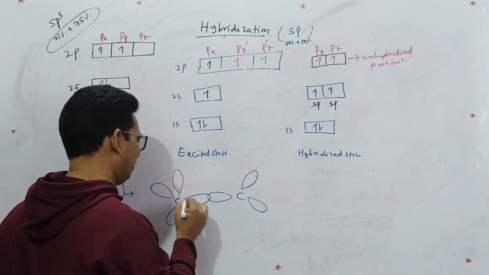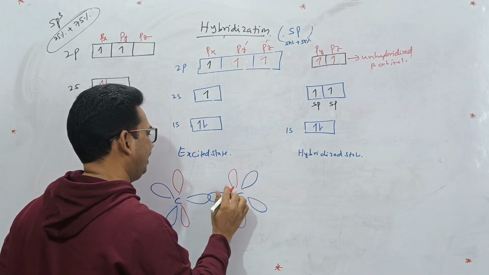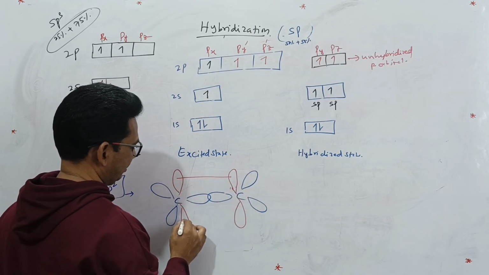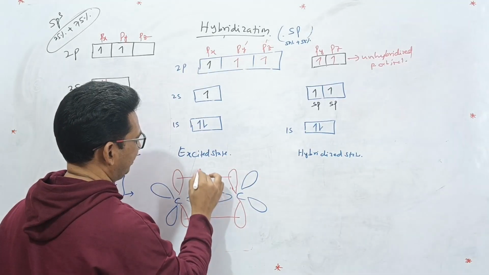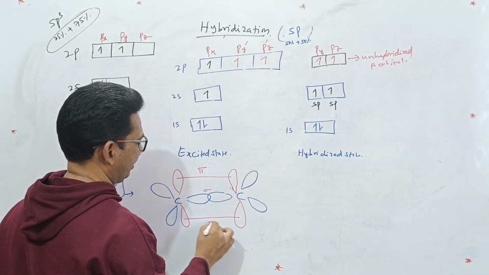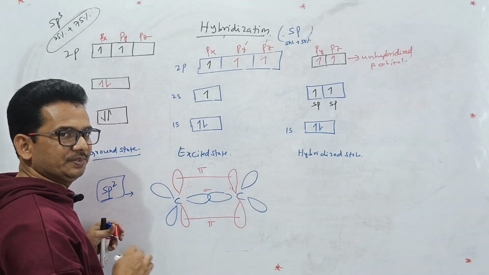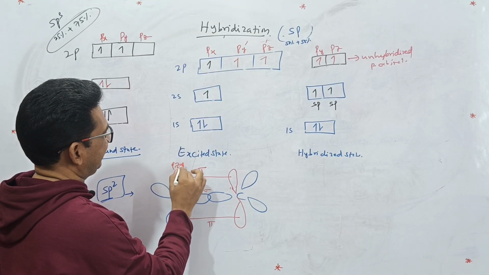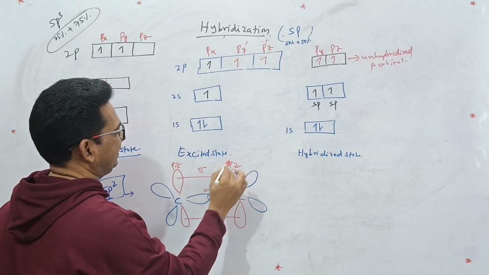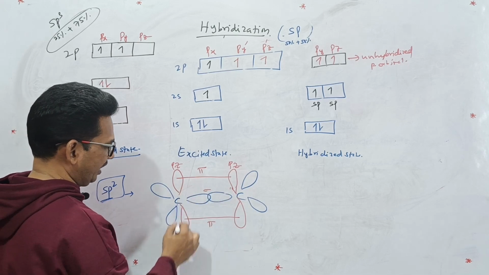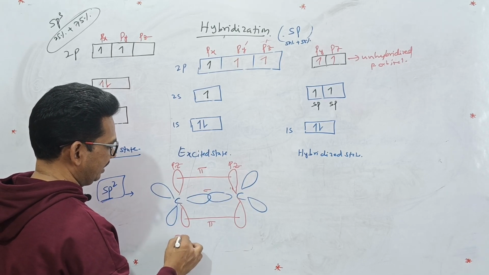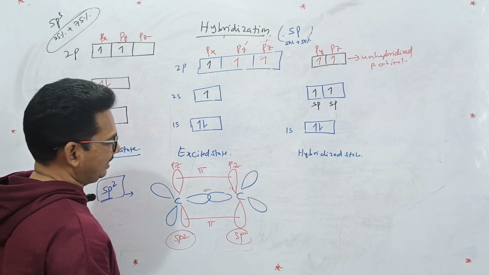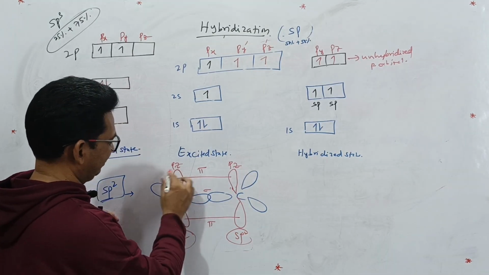One unhybridized orbital. See how many? One. That's why you can see here, this is the sigma, this is the pi. Half pi bond is on the upper side, half pi bond is on the downside. This is the unhybridized pz. Here also pz. That's why what type of hybridization is this one? sp2, sp2. That's why you can see the shape of this one.